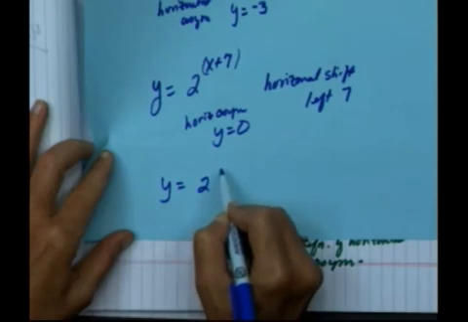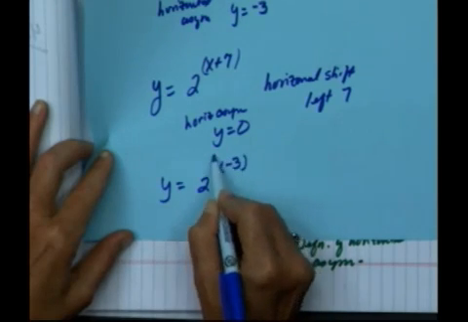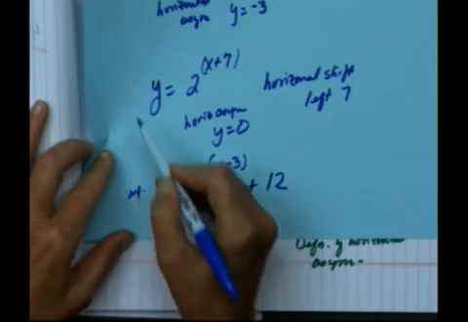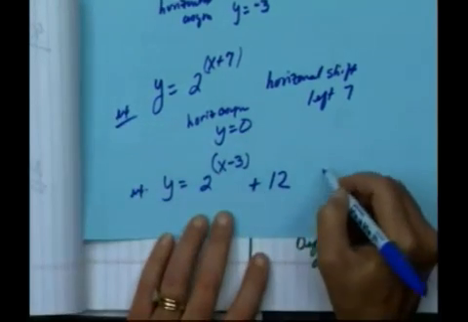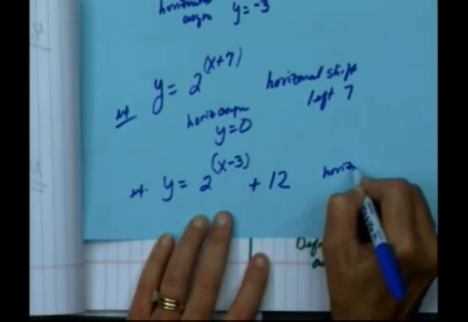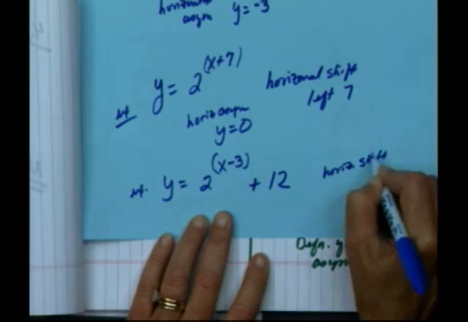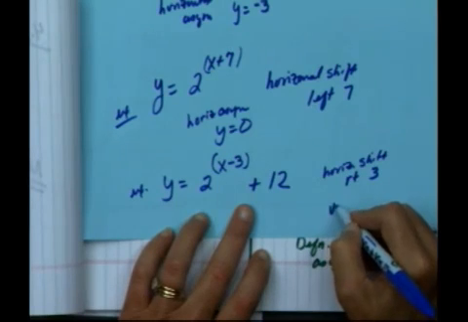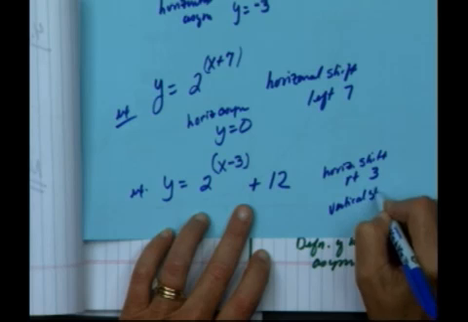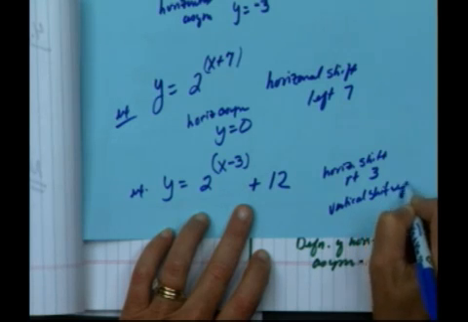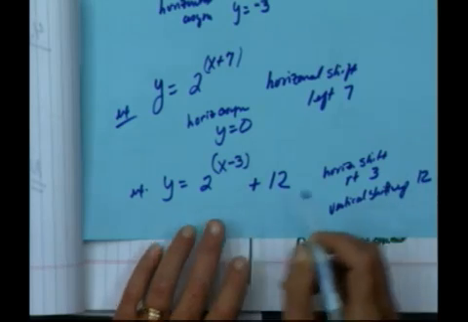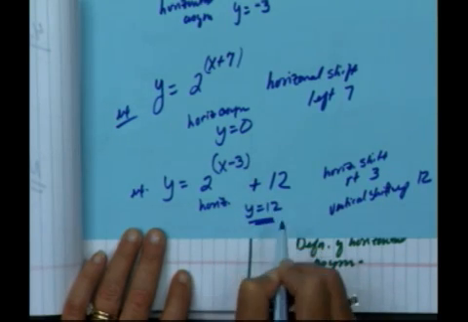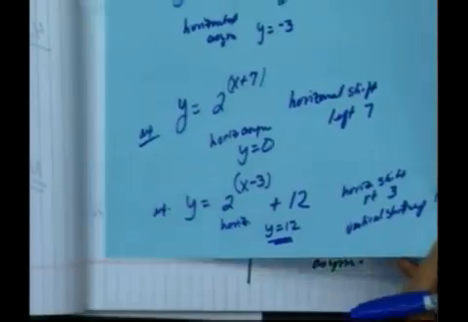Y equals 2 raised to the x minus 3, and then a plus 12. Okay, it's going to be a horizontal shift right 3, so we're going to send it to the right 3, and a vertical shift up 12. Can you give me the equation for the horizontal asymptote? Y equals 12. Everybody got it? All right, so we're good with y equals 2 to the x.